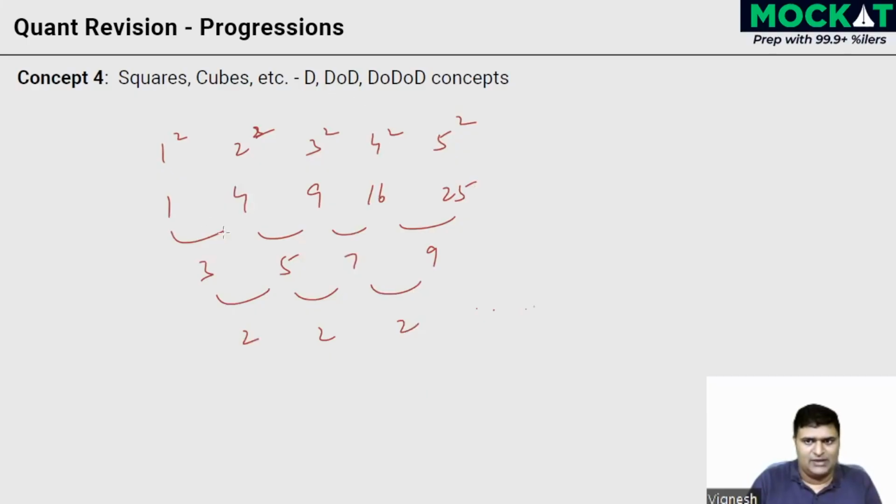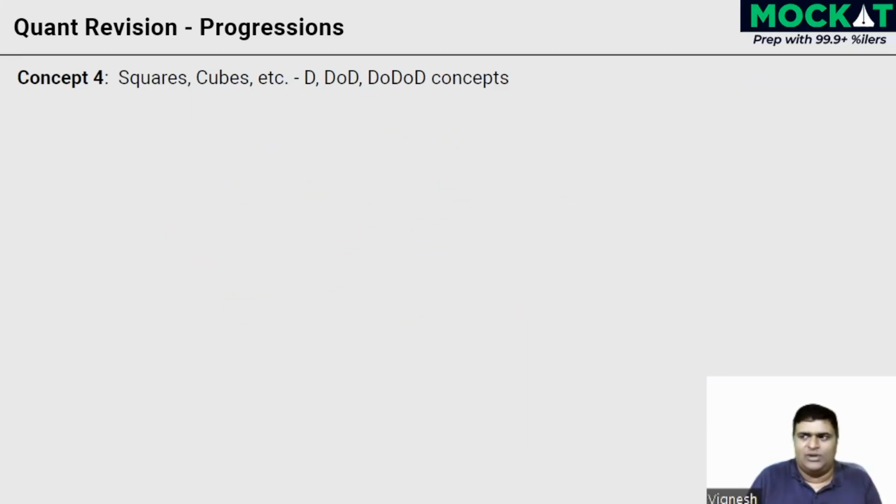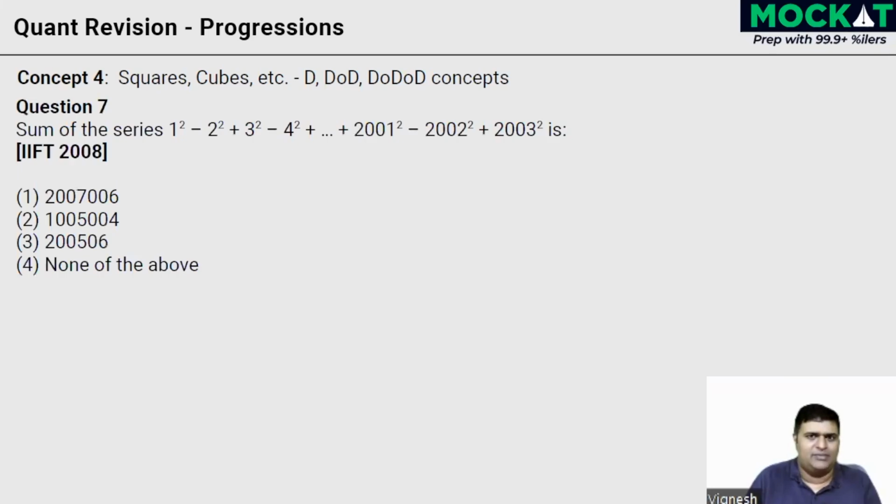So the differences of squares are going to be in AP. The difference of differences are going to be a constant, right? So some of these you can just list out and check for the difference or difference of difference and work it out. You will realize that a constant emerges, right? Where do we apply this? We look at a simple example over here, something which turned up in IFT 2008. 1 square minus 2 square plus 3 square minus 4 square and so on. And we are going up to 2003 square, right?